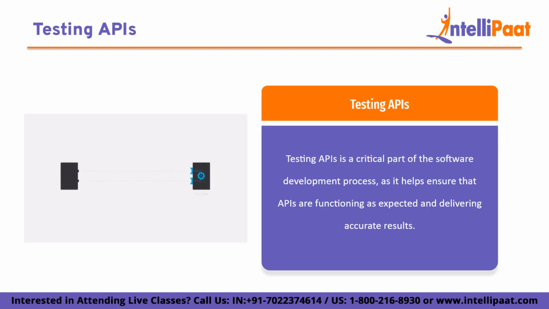Postman also provides integrations with other testing tools and services such as Jenkins, which can be used to automate testing workflows and ensure that APIs are tested consistently and thoroughly. Testing APIs with Postman is a powerful tool that can help developers and QA engineers ensure that APIs are functioning as expected, deliver accurate results, and are robust and reliable.